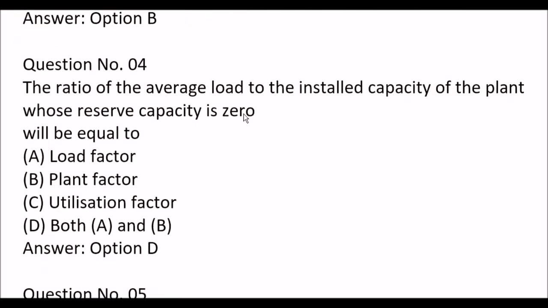Next question. The ratio of the average load to the installed capacity of the plant whose reserve capacity is 0 will be equal to option A, load factor. Option B, plant factor. Option C, utilization factor. Option D, both A and B. Right answer is option D, both A and B. So the ratio of the average load to the installed capacity of the plant whose reserve capacity is 0 will be equal to load factor as well as plant factor.